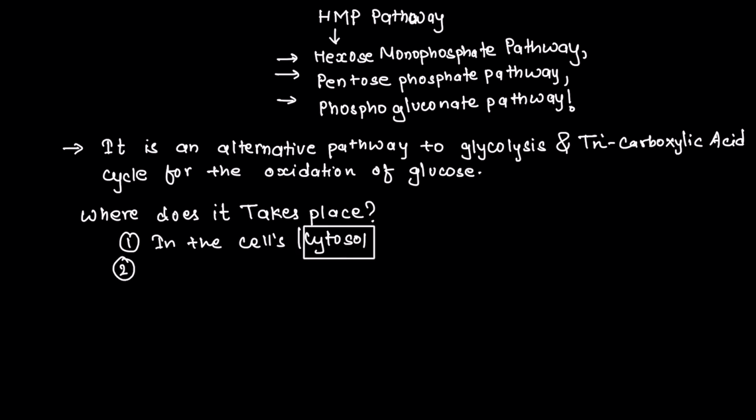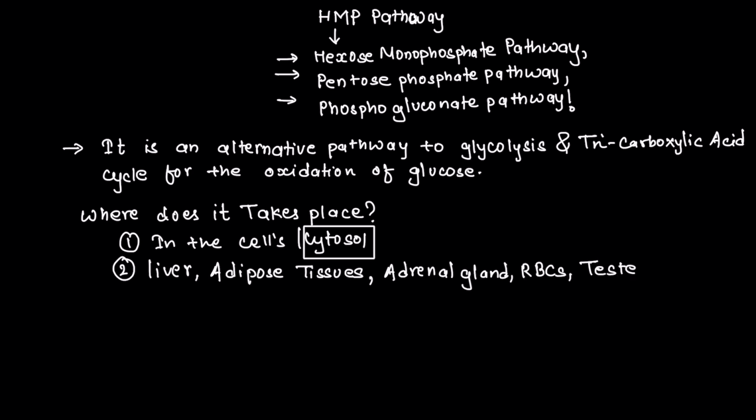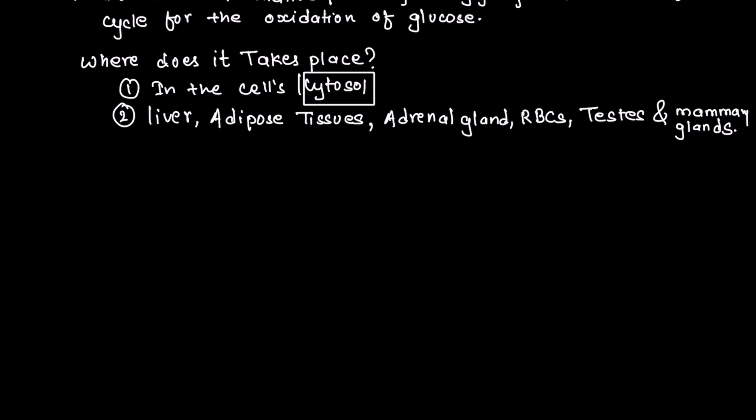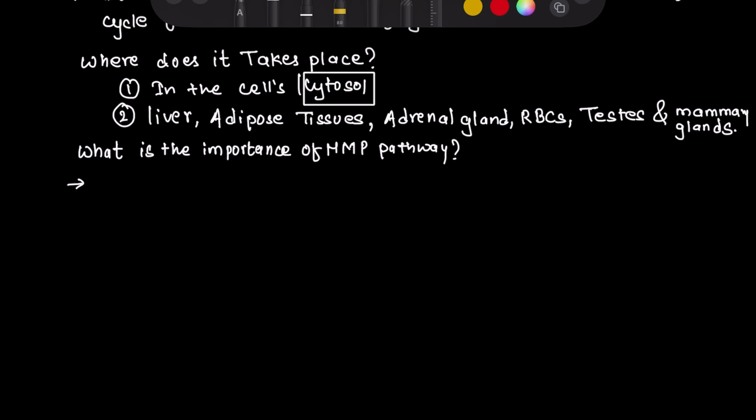Then number two, it takes place in the liver, adipose tissues, adrenal gland, RBCs, testes, and finally mammary glands. Okay, now what is the importance of the HMP pathway? Because we have to understand what the importance of the HMP pathway is, right?